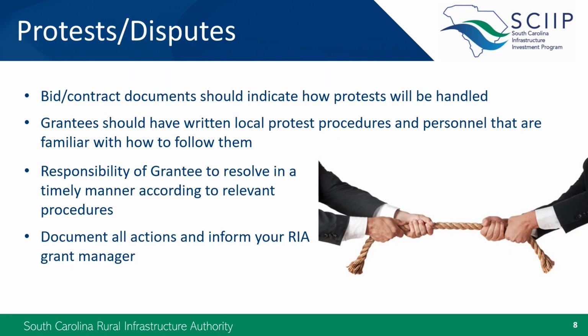Solicitation documents for all grant-funded contracts must also indicate how protests will be handled, and the contract should outline how disputes will be handled during the contract period. This requirement should be familiar to those of you who have received RIA state grants in the past. Any disputes arising during the project are the responsibility of the grantee and should be resolved in a timely manner in accordance with all relevant procedures. If a protest or dispute does arise, you should be sure to document all actions and keep your RIA grant manager informed throughout the process.